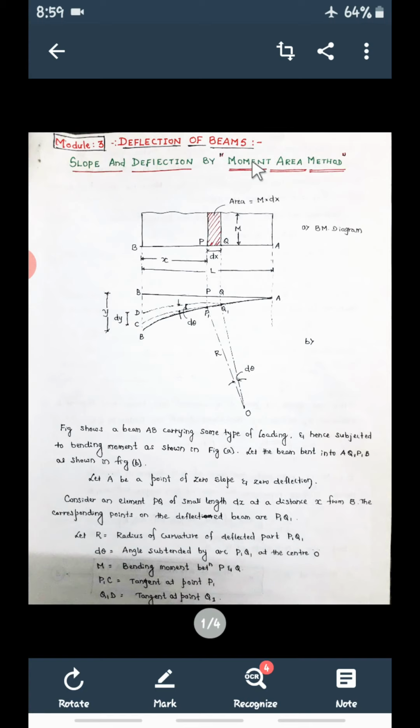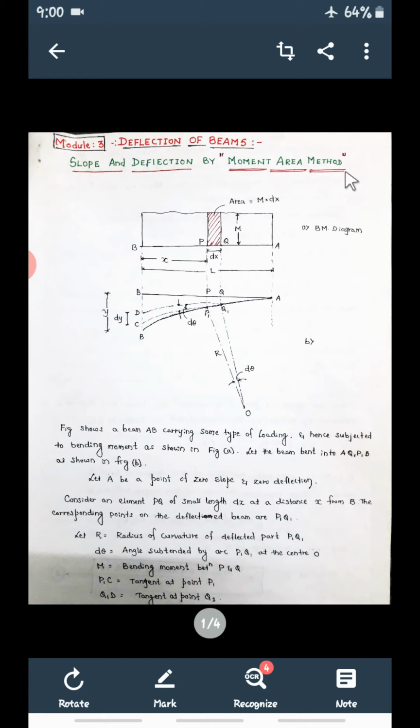As you already know, whenever a load comes on the beam, there will be a deflection at various points. Similarly, there will be a slope. Using different methods, it is possible to find out the slope and deflection of a simply supported beam and a cantilever beam. Let us take one important method to find out the slope and deflection, that is the moment area method.